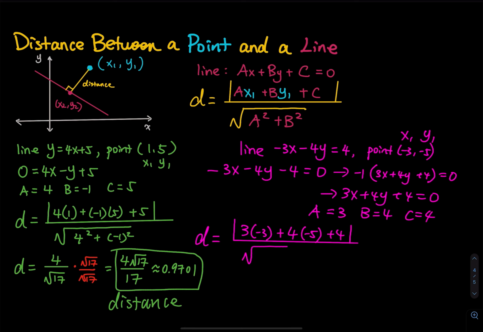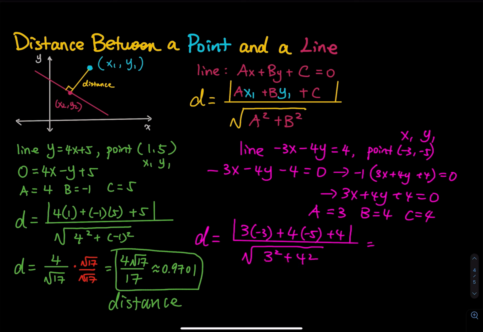The denominator, we have a square root, so negative 3 squared plus negative 4, a and b. So hold on. A and b. 3 squared plus 4 squared. Okay, sorry. 3 squared plus 4 squared.